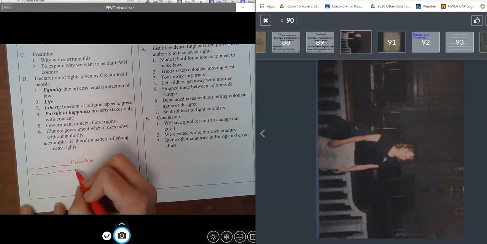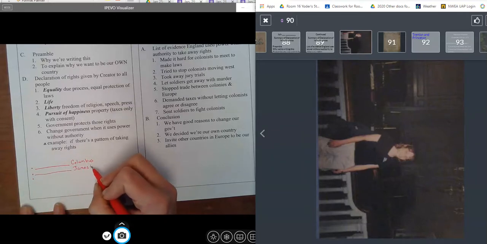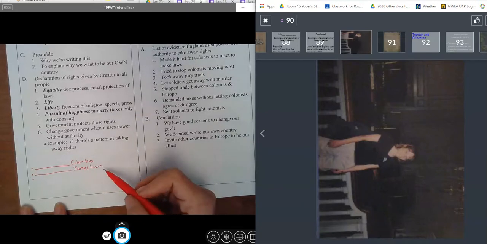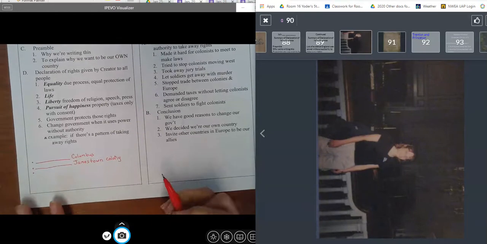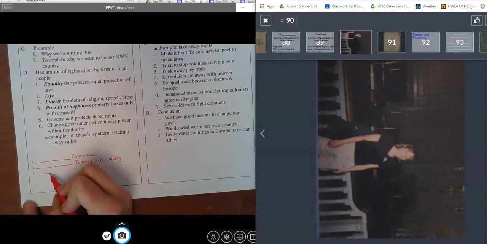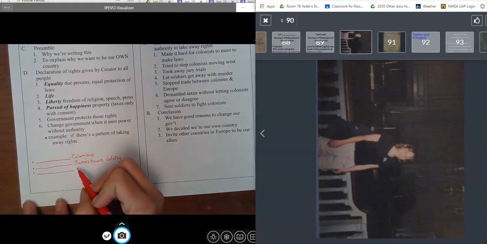Then we need the year that Jamestown Colony was founded. Remember, that's not a 2-year-old talking. That just means it got started. So Jamestown Colony. Oops, that's an N. Sure it is. And finally, we need to know the year the P's came to P.